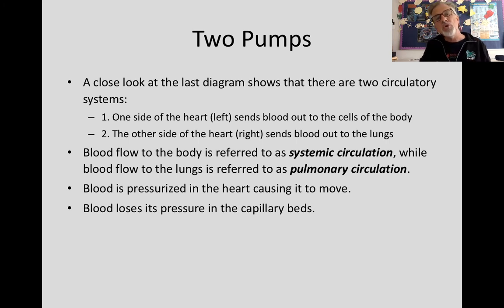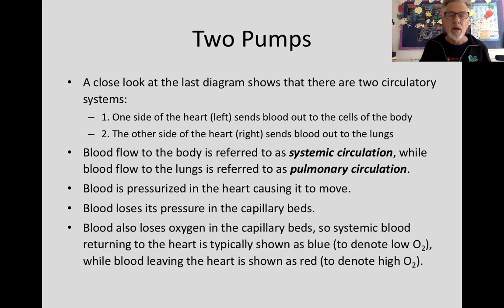And blood loses its pressure in the capillary beds. So once blood has gone to a capillary bed, it normally has to return to the heart to get repressurized. Blood also loses oxygen in the capillary bed, so systemic blood returning to the heart is typically shown as blue to denote that it has low oxygen, and while it's leaving the heart it is shown as red to denote that it has high oxygen. And so we want to talk about how that happens.